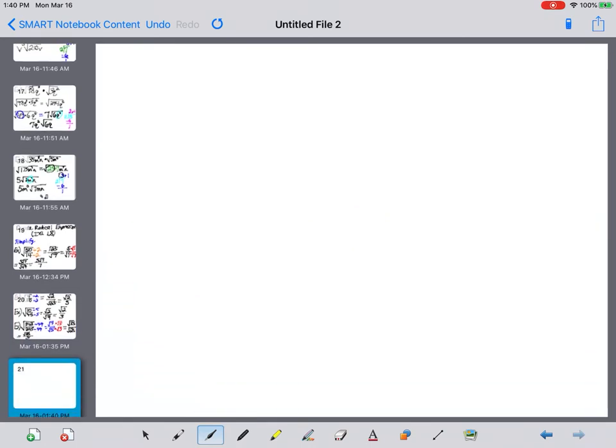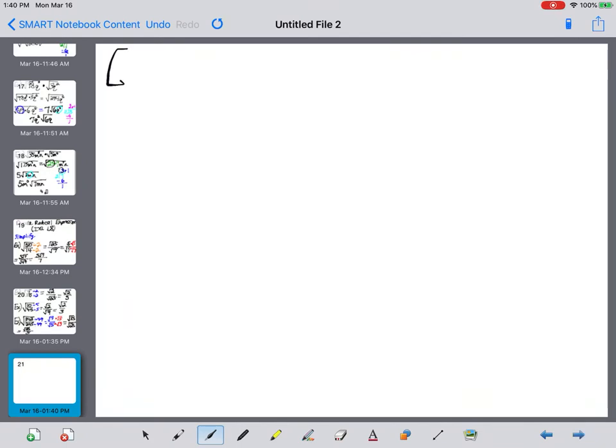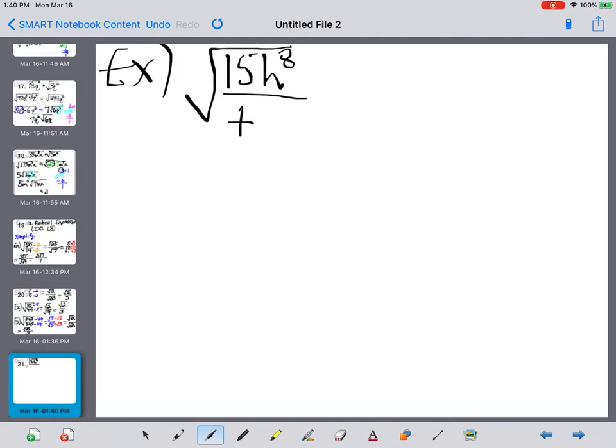All right, so let's try one that has variables in it. Okay, so we have the square root. Notice all these are square roots. 15g to the 8th. Tell you what, instead of g, let's use h. So 15h to the 8th over 4h to the 3rd.